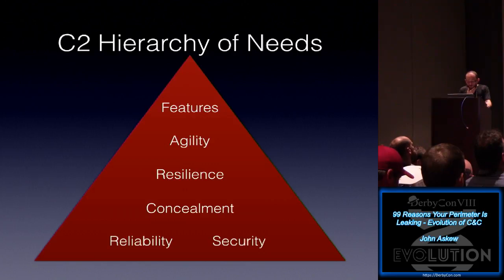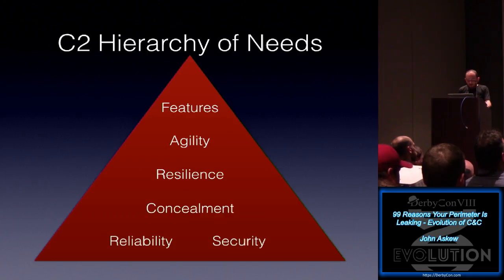Beyond that, we want resilience. We want something that's going to operate and continue to operate in the face of unexpected outages. So I'm sure no one's ever had a shell just disappear for no reason in the middle of an engagement, right? If we can build redundancy in, then that can help us out there.